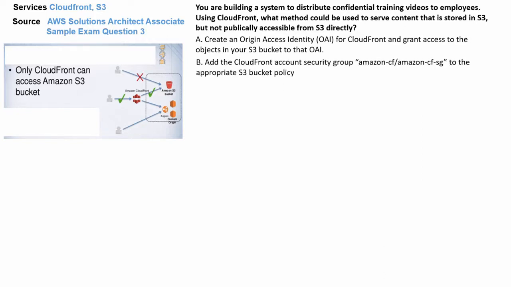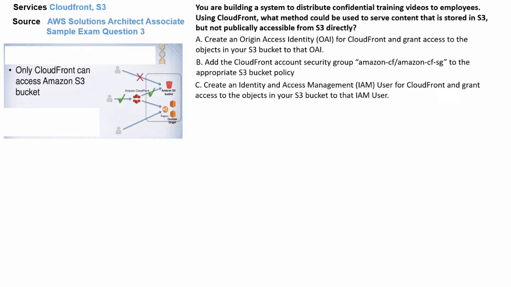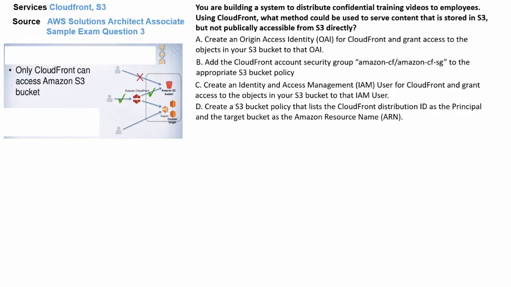B is add the CloudFront account security group, called whatever you want to call it, to the appropriate S3 bucket policy. Hopefully you know about S3 and bucket policies. If not, we're going to talk about that a bit. C, create an identity and access management, an IAM user for CloudFront and grant access to the objects in your S3 bucket to that IAM user. And lastly, create an S3 bucket policy that lists the CloudFront distribution ID as the principal and the target bucket as the Amazon resource name.